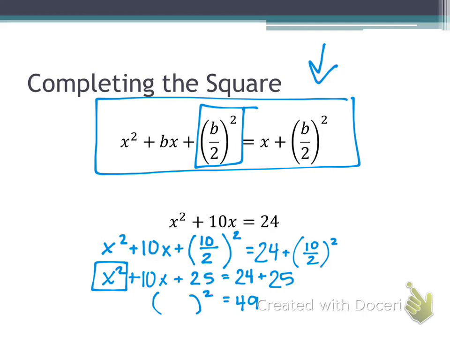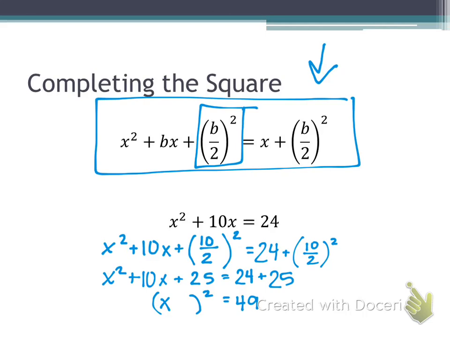It will always be the square root of that first term, which is what's the square root of x squared? X. The problems that I give you will always start out with x at the beginning. Always. It's never going to be anything different. I'm not going to give you any number in front of x squared. It will always be x.